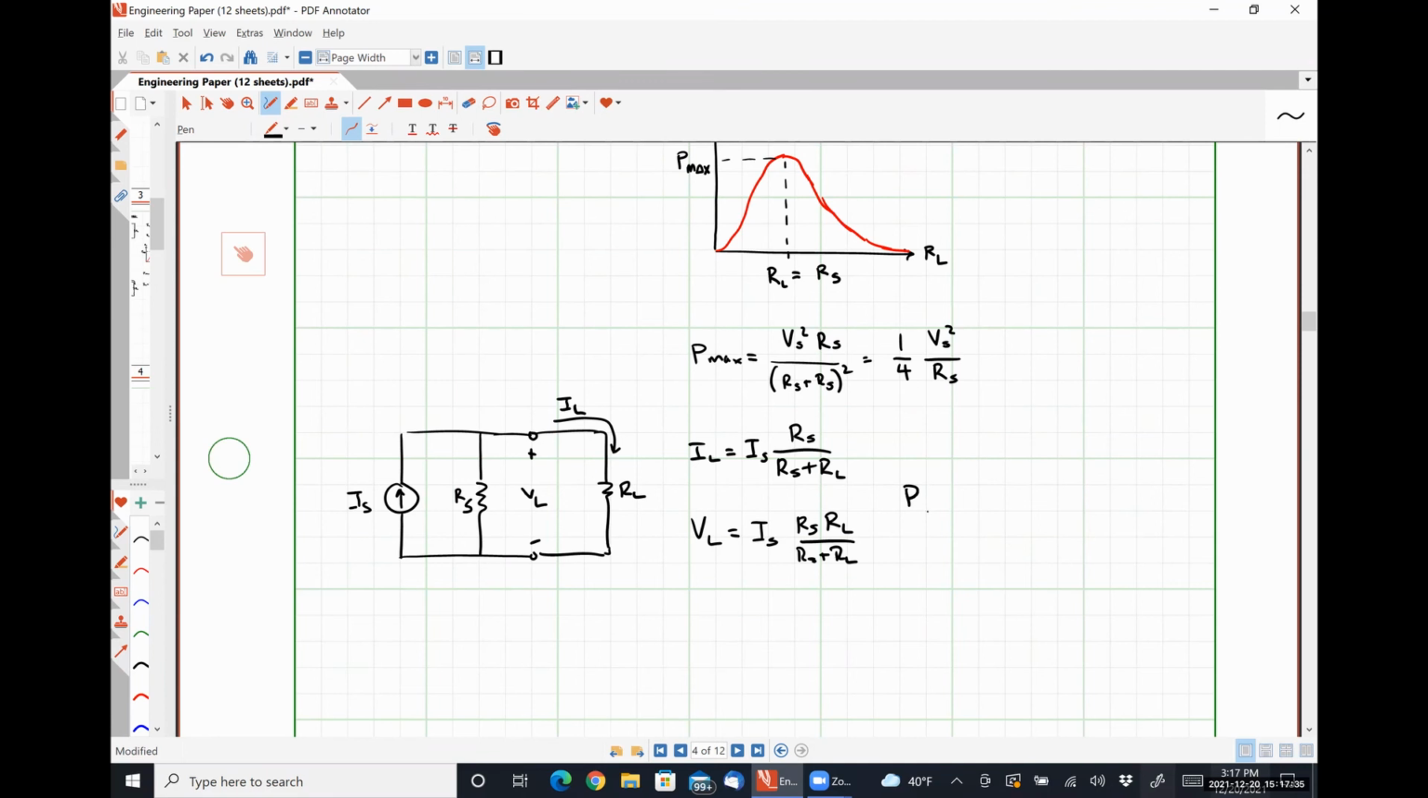And so the power absorbed by my load is going to be IS, quantity RS times RL over RS plus RL, quantity squared.